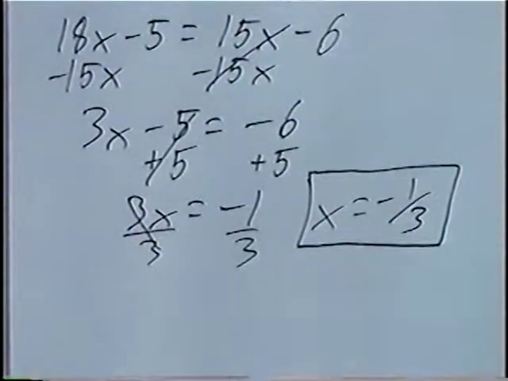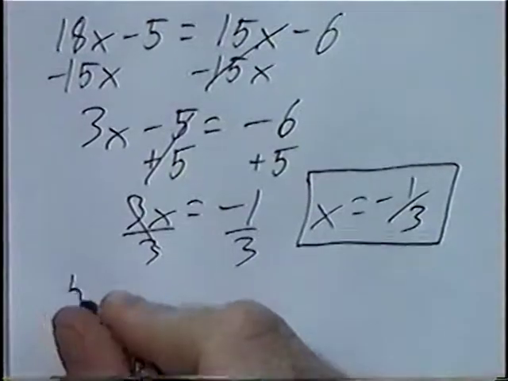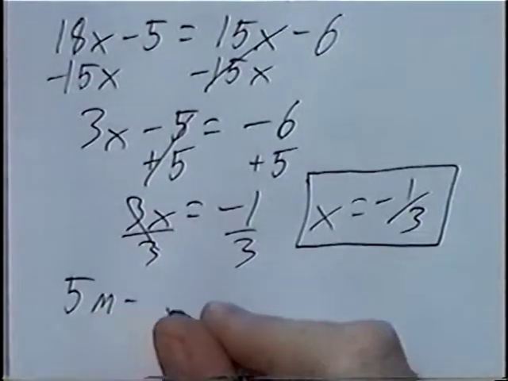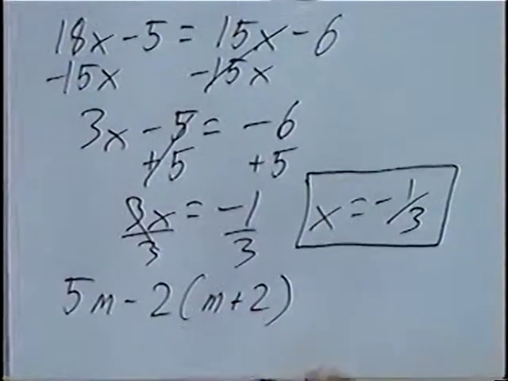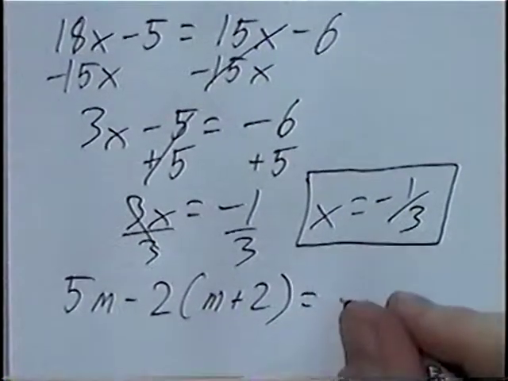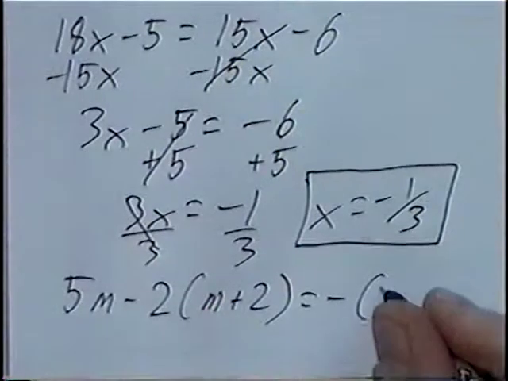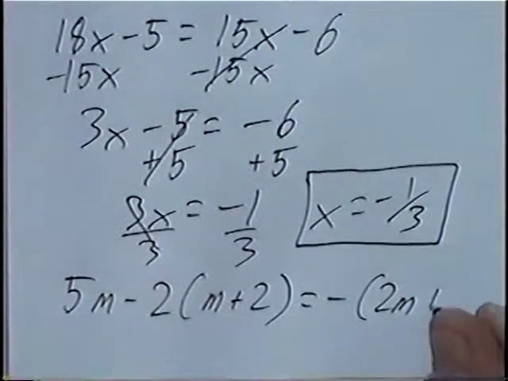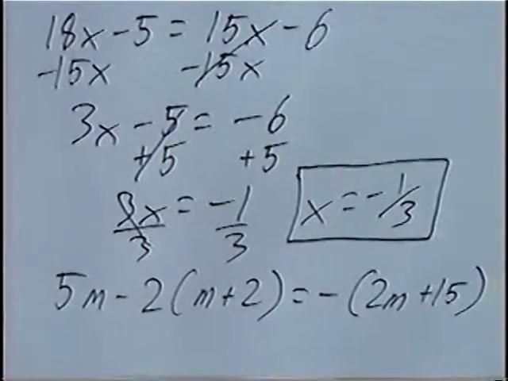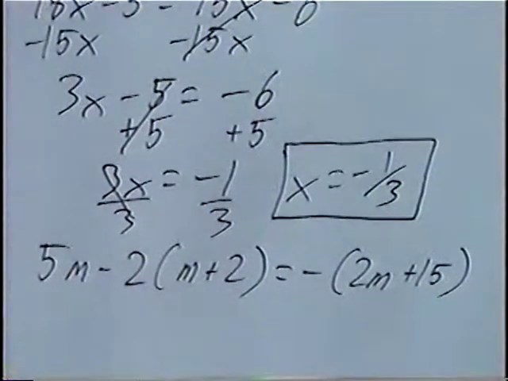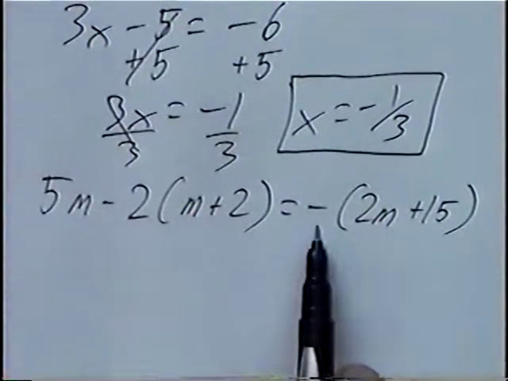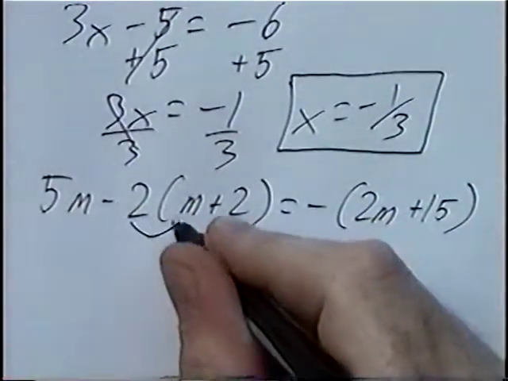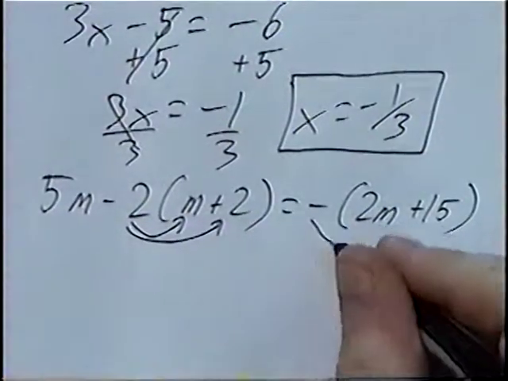Second equation and last equation for the section. 5m minus 2 inside parentheses m plus 2 equals negative in parentheses 2m plus 15. This equation we have 2 sets of parentheses. Again, anytime you have a number or a negative outside the parentheses, we can distribute that to get rid of the parentheses.